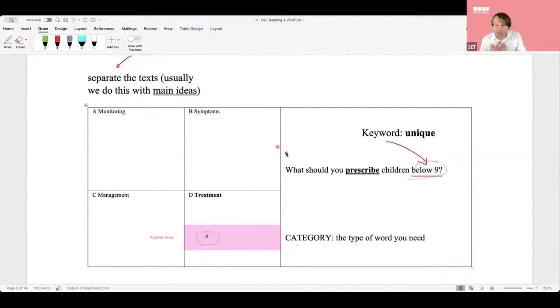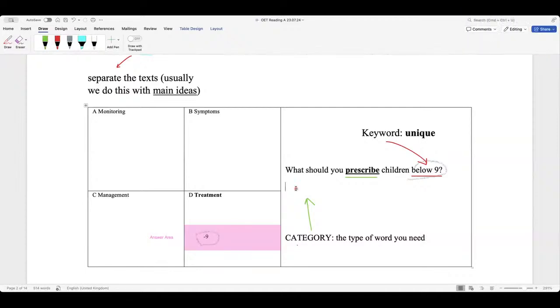So, guys, one thing that I always emphasize, I don't know about other schools, but I think this is really, really helpful: before you find the answer, you think about what category of information you need to find. So here, prescribe, guys, what's the category? What type of word do I need? Medication. Medicine.